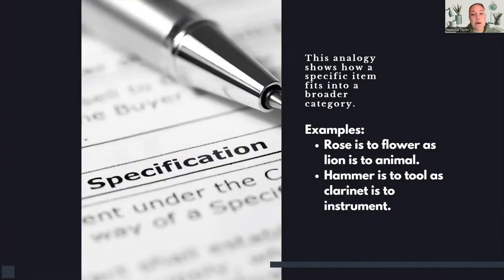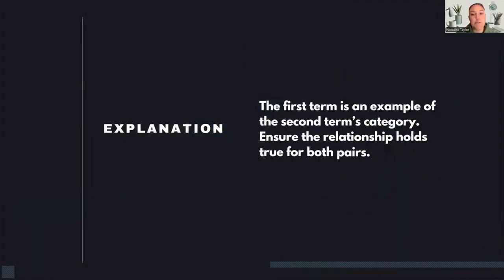Examples: rose is to flower as lion is to animal. Hammer is to tool as clarinet is to instrument. Explanation. The first term is an example of the second term's category. Ensure the relationship holds true for both pairs.